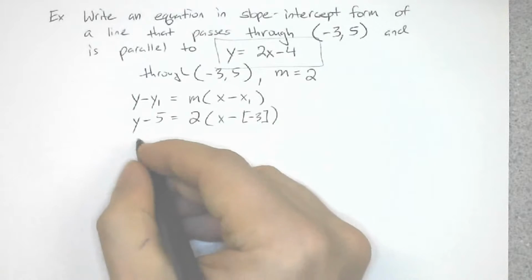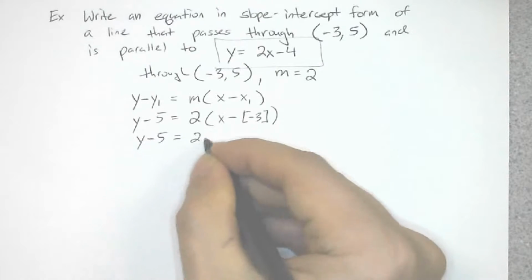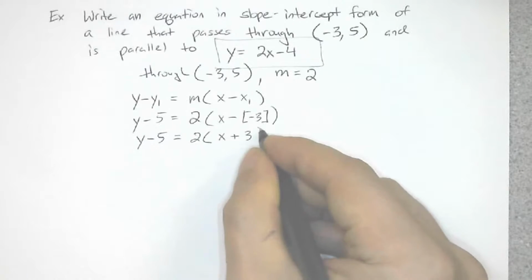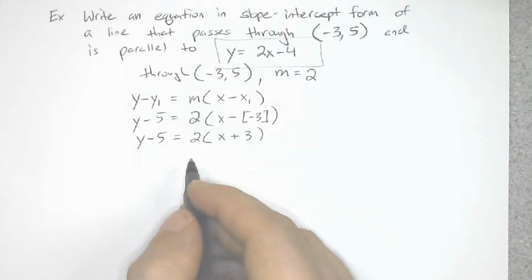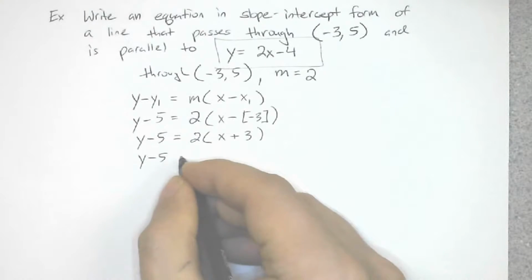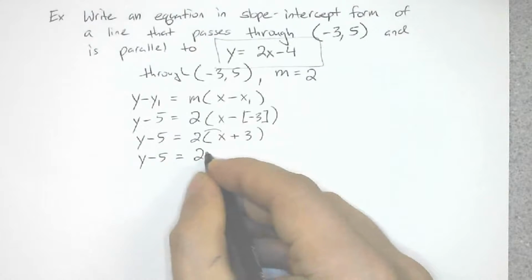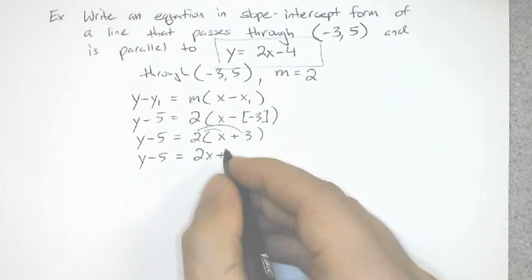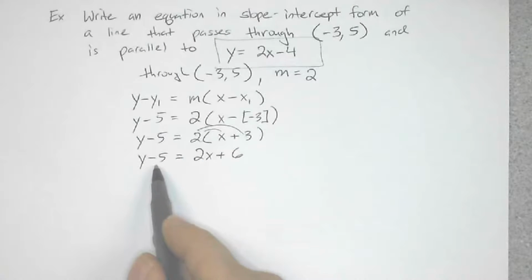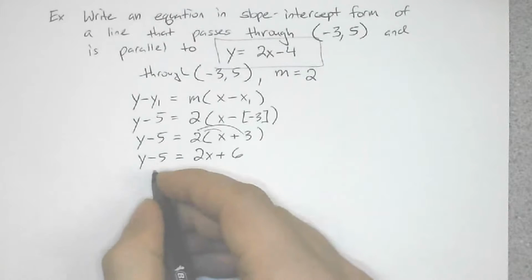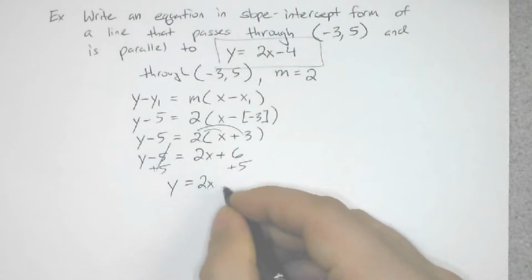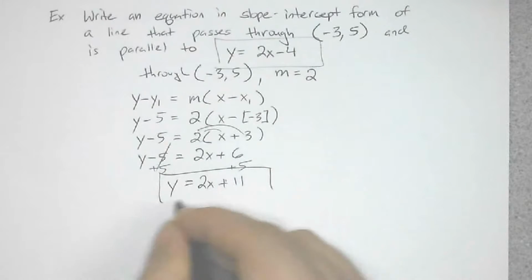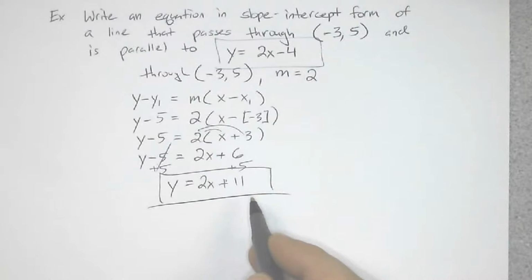Now we can clean this up. Minus a negative, same thing as addition. So we have y minus 5 equals 2 times x plus 3. And now let's use the distributive property to get this in proper slope-intercept form. Y minus 5 equals 2 times x is 2x. Right here, signs are the same, so this is plus. 2 times 3 is 6. Now, we need to bring this minus 5 over there, so we're going to add 5 to both sides. This is going to cancel. We have y equals 2x plus 11. Now we have the equation of the line in proper slope-intercept form.